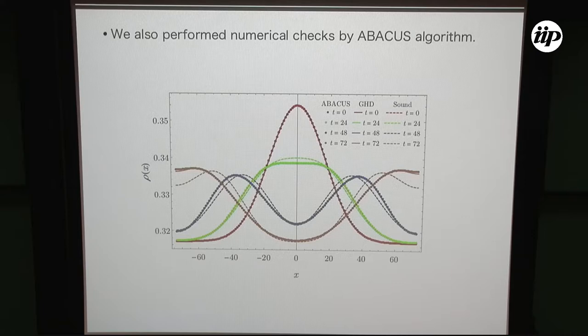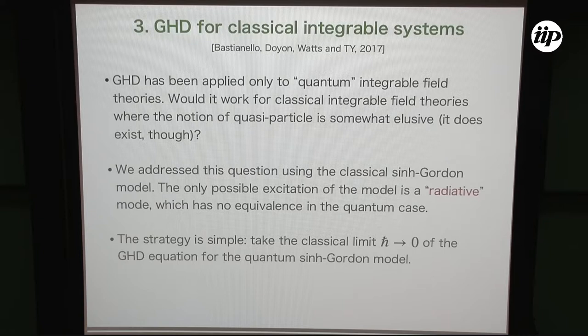Okay, so the next topic is about the GHD for classical integrable systems. So I have been applying this idea of hydrodynamics to quantum integrable field theories. But one might ask, can you do a similar business to study the dynamics of classical integrable field theories or classical integrable systems? And this is a very natural question. We indeed studied this using the classical sinh-Gordon model, which can be obtained easily by taking the simple classical limit, sending h bar to zero. Analytically this is very straightforward, and this is also good from a numerical point of view, because you can simulate classical systems using Metropolis very easily. So that's exactly what we did.